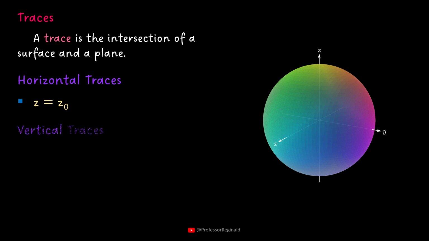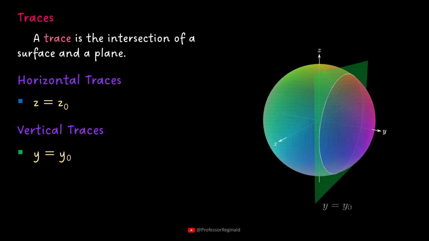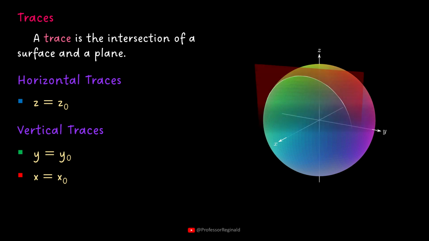A vertical trace is left by a vertical plane y equals y0, where y0 is a constant. These vertical traces are parallel to the xz plane. Or a vertical plane x equals x0, where x0 is a constant. These vertical traces are parallel to the yz plane.